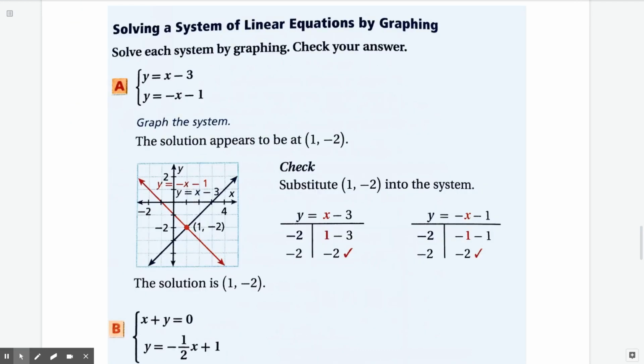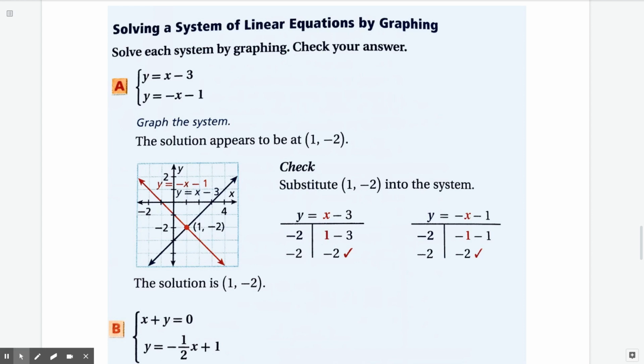System of linear equations by graphing. Solve each system by graphing and check your answer. All you'll be given is the system. When you're given the system, what you need to do is first graph it. None of this would be known to you. So you put it into a t-table. Again, you only need 2 points to create a graph. Plug in 0 for x and then get your y. Plug in 1 for x, then get your y. Graph that line. Then do the same thing for the second one.